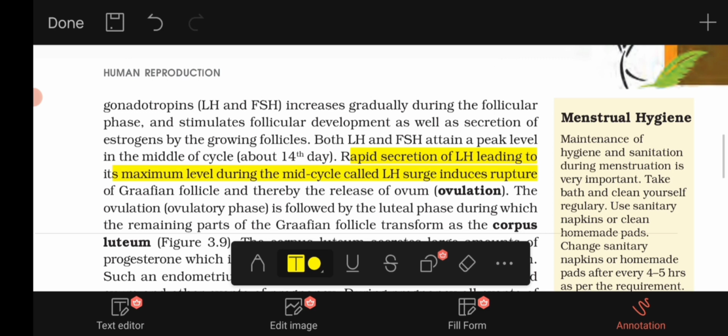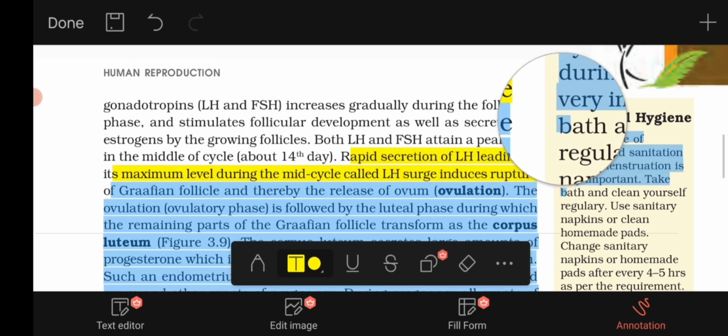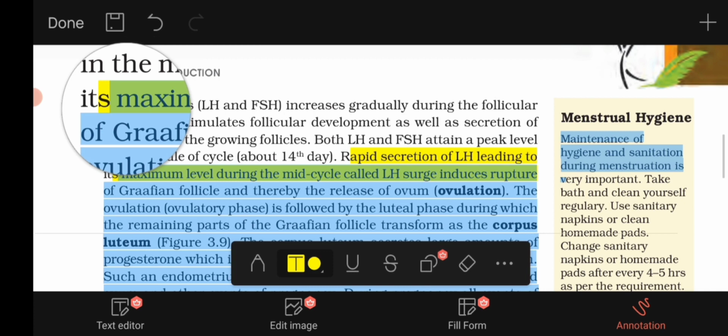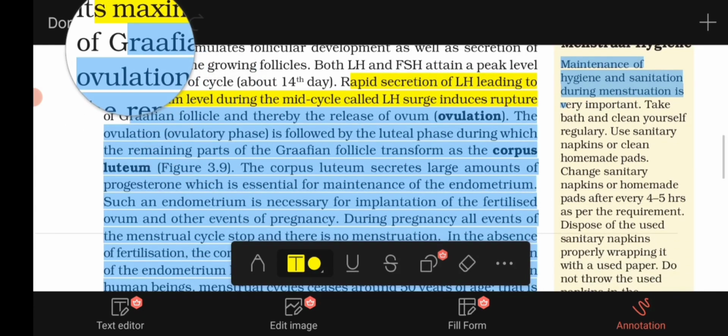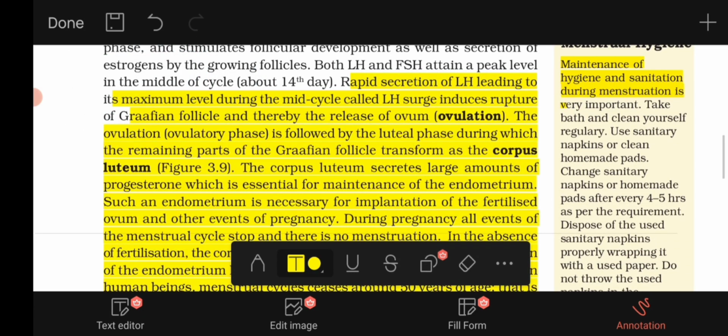which induces the rupture of the Graafian follicle and thereby the release of the ovum. So it is this LH surge, or the increase in the level of LH, that is responsible for ovulation. The ovulatory phase is followed by the luteal phase or secretory phase, during which the remaining part of the Graafian follicle, that is the ruptured Graafian follicle, transforms into a corpus luteum, also called the yellow body.